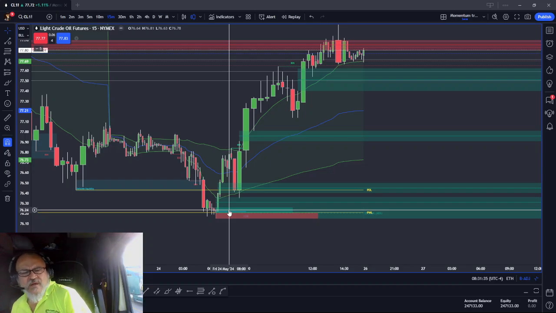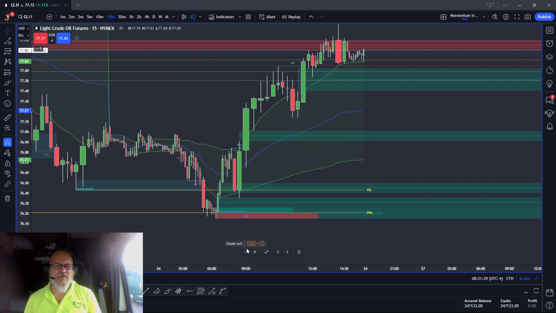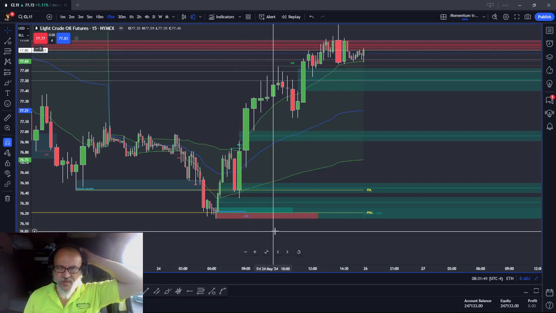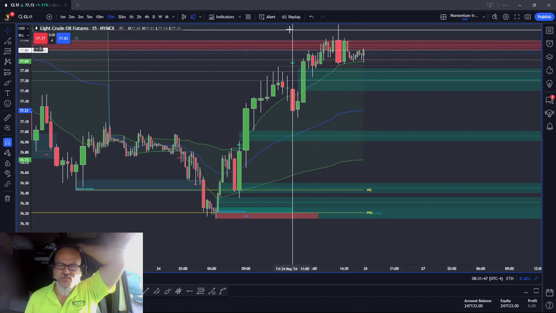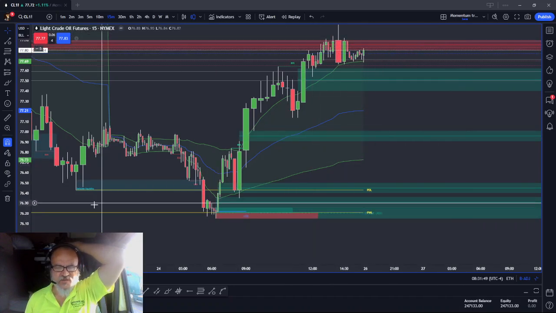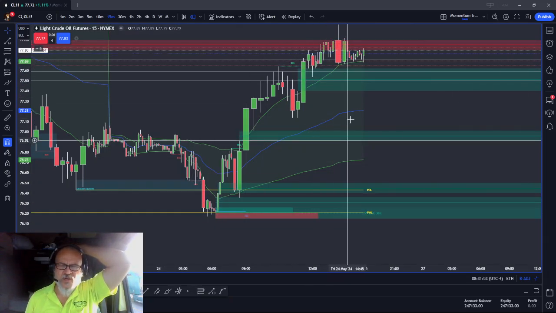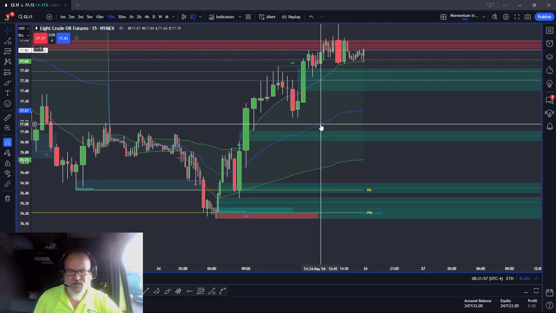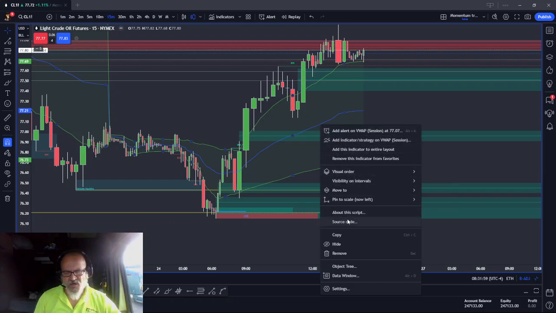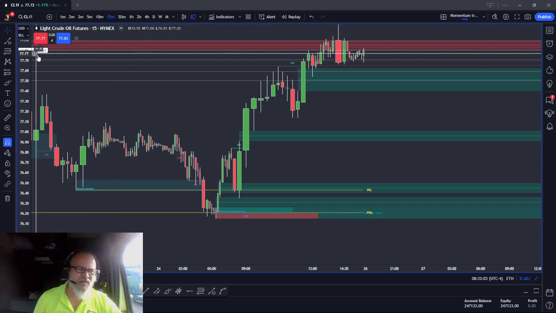So on the 15-minute, I'm looking to be a little bit bearish on crude oil on Tuesday. This looks like it's setting up to hit the sell side of this market maker model. So that's what I'm going to be pretty much looking for on Tuesday, is for that to start. I don't need VWAP.